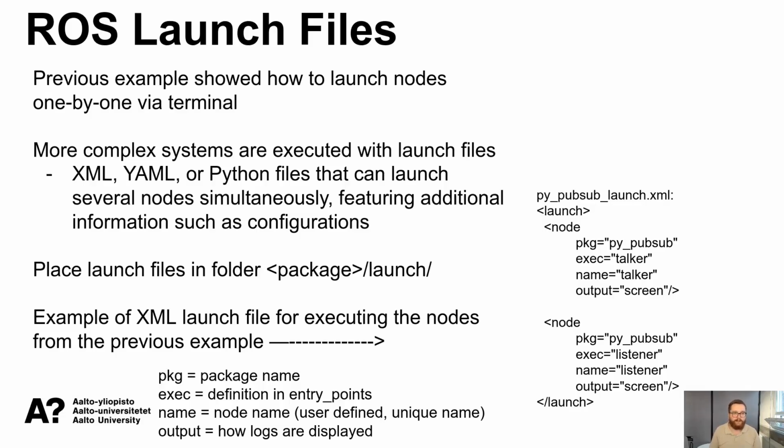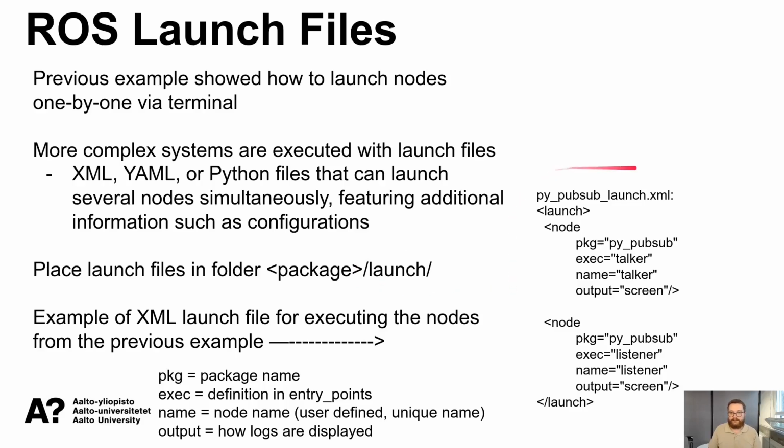Launch files in ROS can be provided in several different formats. They can be XML, YAML, or Python files, each having their own distinct syntax, but the basic contents are pretty much the same. Within the launch file, you are specifying which nodes are launched with which parameters and so on, with additional information that can be linked, like configuration files. Launch files should be placed within your package in a separate folder named launch.